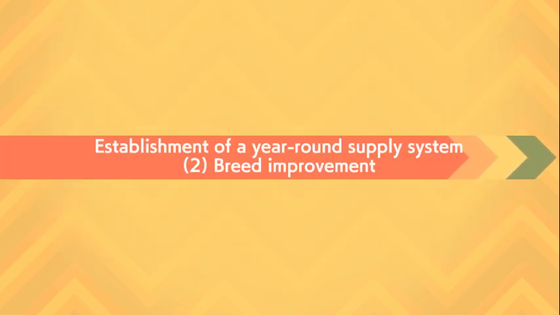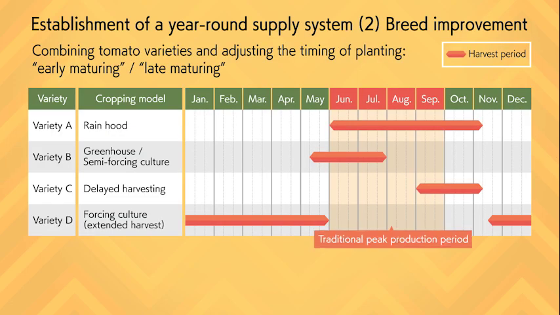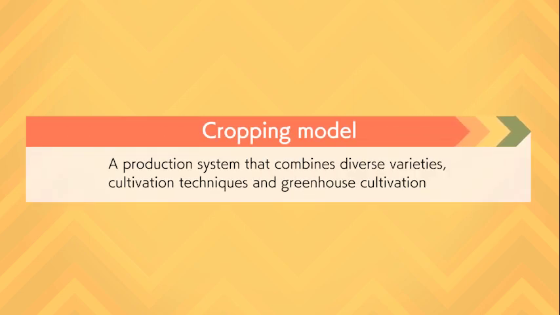The second is breed improvement. Diverse varieties of horticultural products that enabled early maturing or late maturing were developed and popularized during Japan's high economic growth period. The production system that combined these diverse varieties, cultivation techniques, and greenhouse cultivation was called a cropping model. Various cropping models were developed that greatly extended the supply period for major crops.